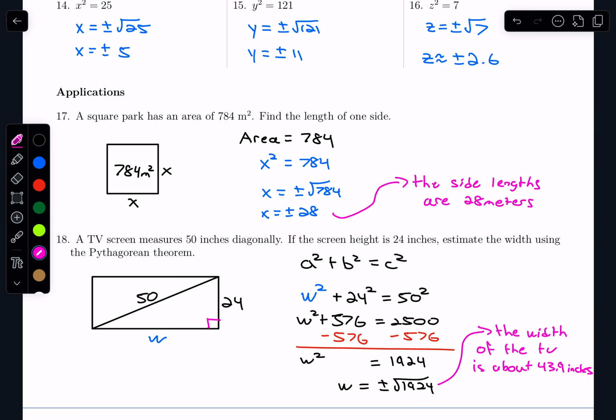So likely we would say just 44 inches in real life. If you asked me this question in person, or if you looked at a TV box, it would probably say the TV is 44 inches wide, but I kept it with an extra tenth on there to be a little bit more precise. So 43.9 inches.